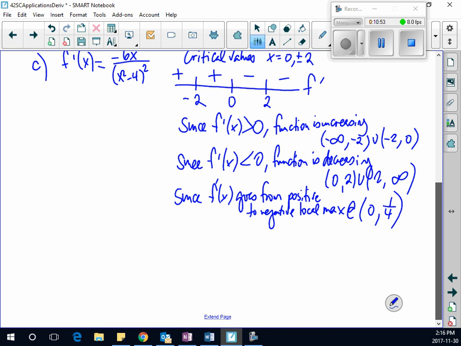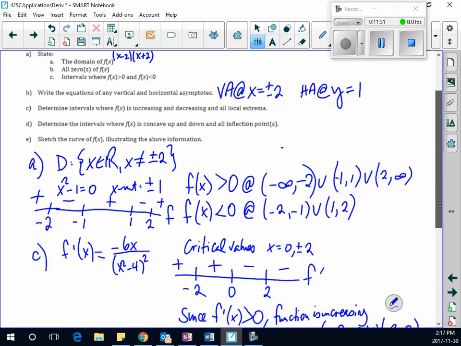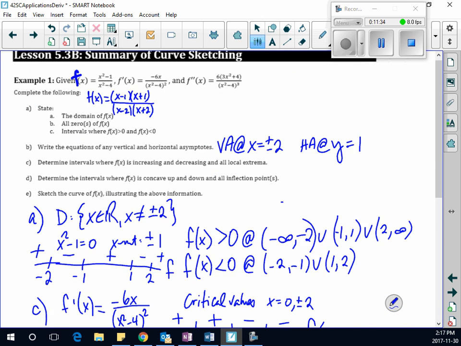Okay. So we got all of C done now, right? So let's go to D. D says, determine the intervals where it's concave up, down, and inflection points. So what do we have to look for that? Second derivative. So I'm going to write the second derivative out because I can't even read it here. 6 bracket 3x squared plus 4, is that right? Over x squared minus 4 to the power 3, is that right? Okay.